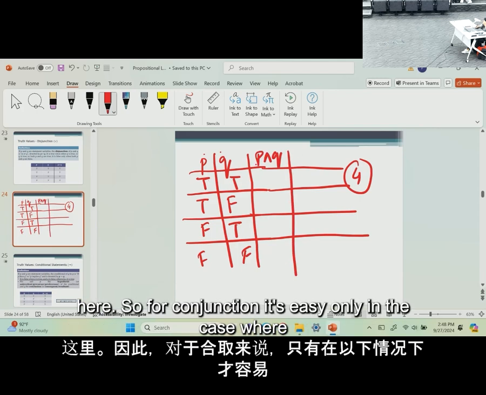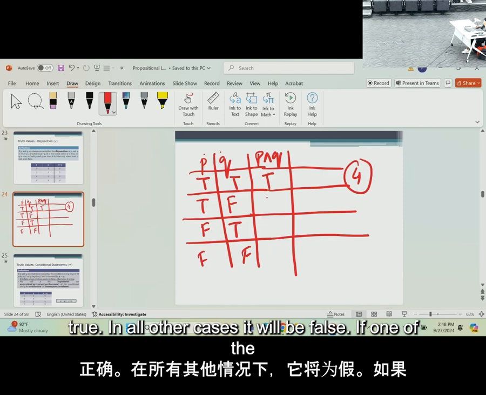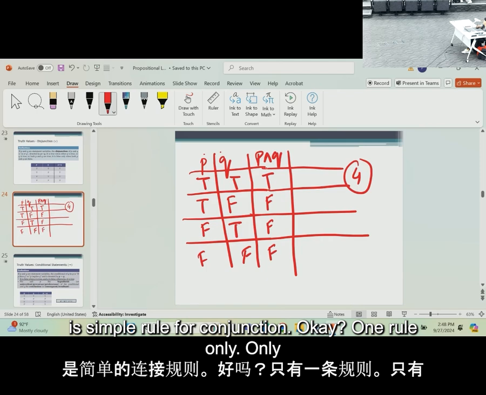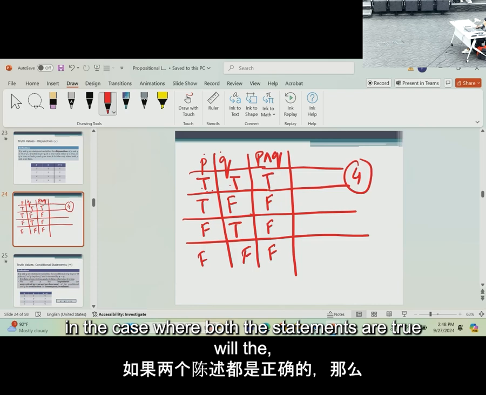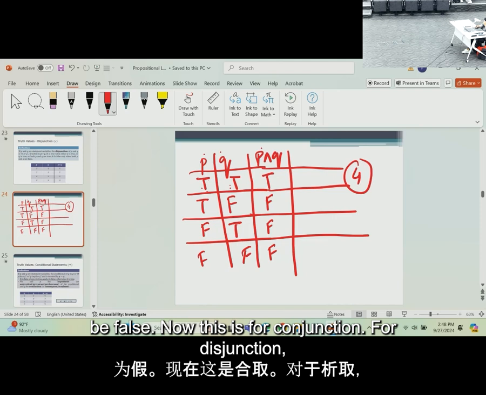So for conjunction, it's easy. Only in the case where both the statements are true will their conjunction be true. In all other cases, it will be false. If one of the statements is false, or if both of these are false, this is the simple rule for conjunction. Okay, one rule only. Only in the case where both the statements are true will their conjunction be true. In all other cases, it will be false. Now this is for conjunction.